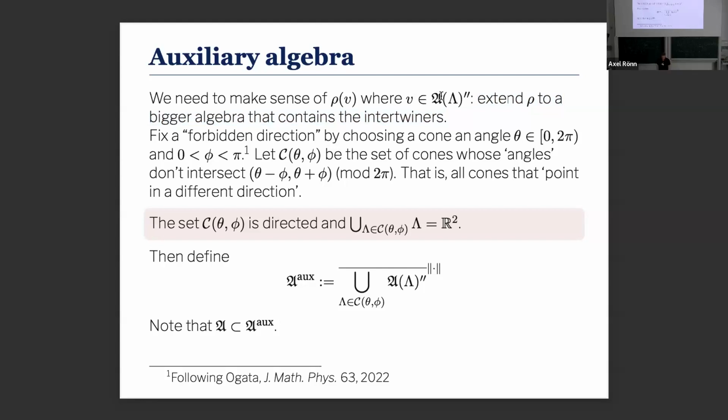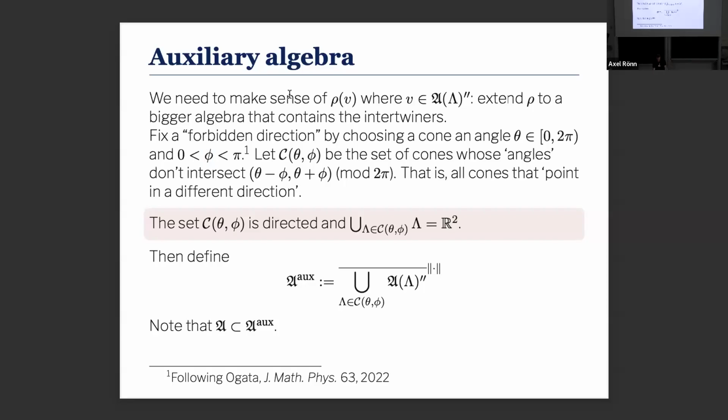Basically, we choose a cone in a certain direction. It doesn't matter which direction you choose. Then we can define a set. We can specify the cone up to the apex by this angle. This is the direction in which it points. If you think of the cone translated to the origin, then theta is going to be the angle of the middle line, and phi is going to be the opening angle.